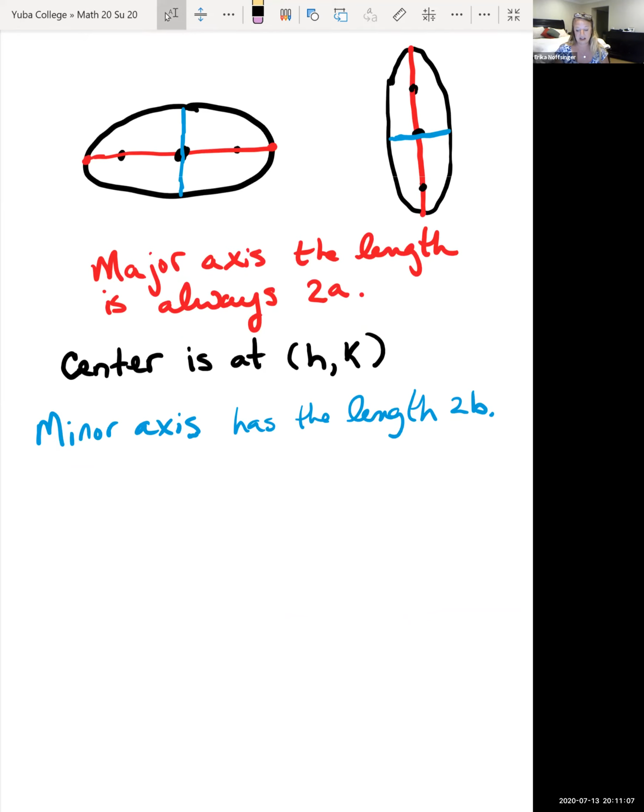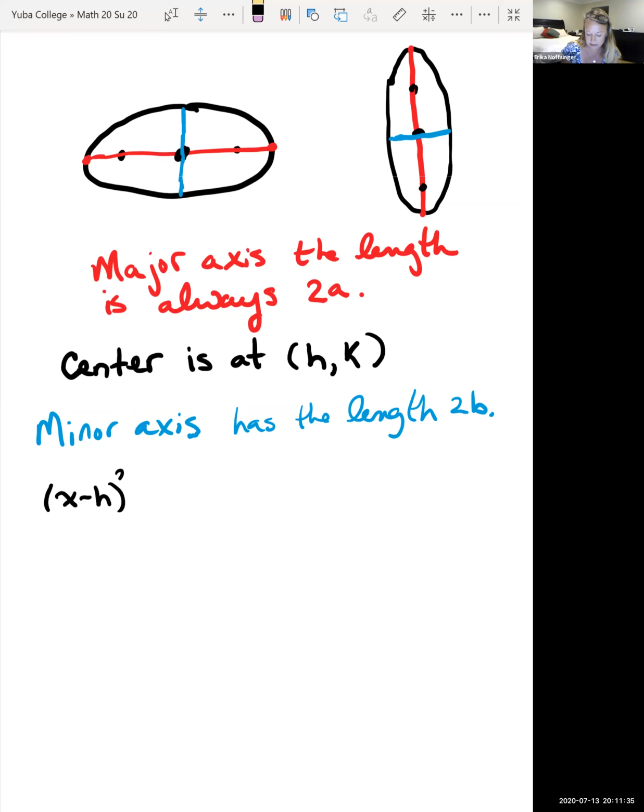Okay, so those are going to help us. It depends on which way your ellipse is elongated, which formula you're going to use. Ellipses are always in the following form. If it's elongated, where I call the major axis parallel to the x-axis, our formula is going to be the following.